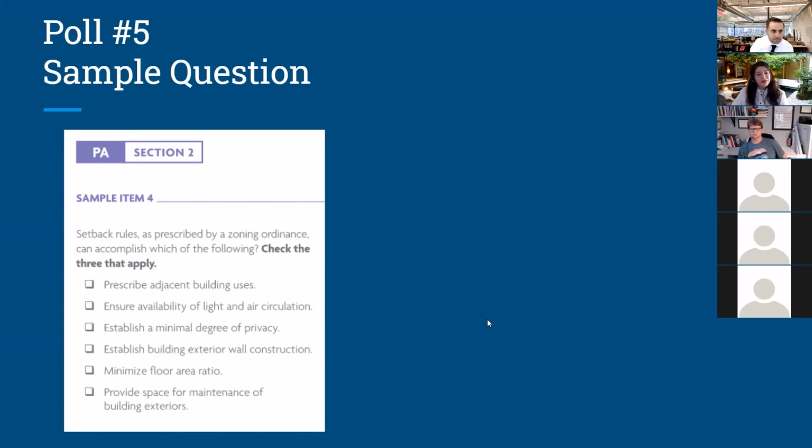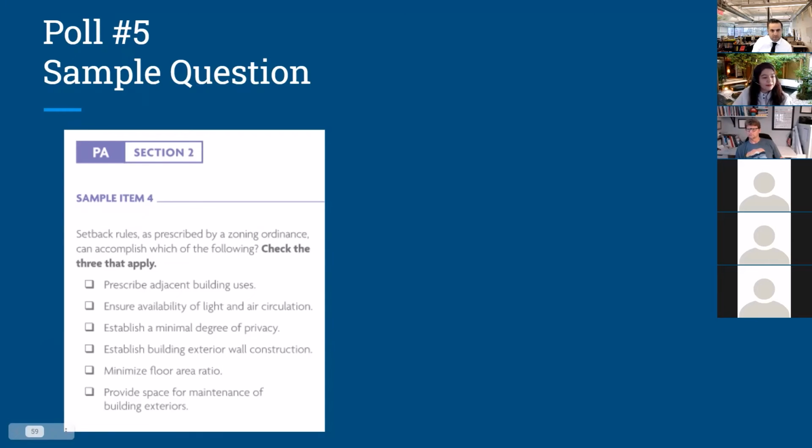Okay. So this question follows my previous statement: know the difference between zoning and building code. This also comes from the handbook. It goes like this: setback rules, as prescribed by a zoning ordinance, can accomplish which of the following? Check the three that apply. Prescribe adjacent building uses, ensure availability of light and air circulation, establish a minimal degree of privacy, establish building exterior wall construction, minimize floor area ratio, provide a space for maintenance of building exteriors. And you should see the pop-up for the full answer.